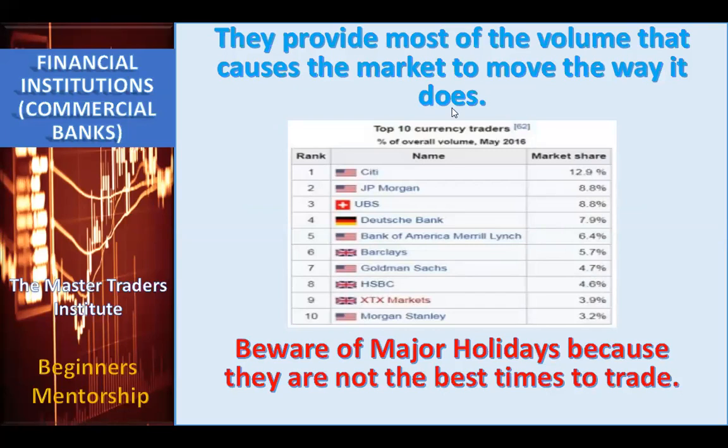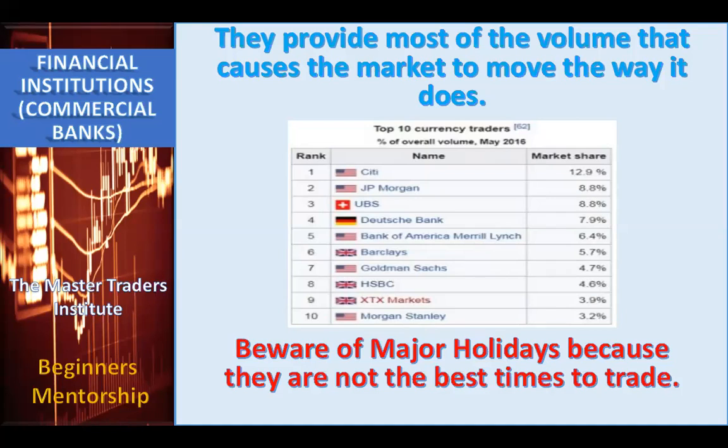So the financial institutions are the key players of the forex market. We have examples outside Nigeria: Citibank, JP Morgan Bank, UBS, Deutsche Bank, Bank of America. These are all the key players of the forex market.